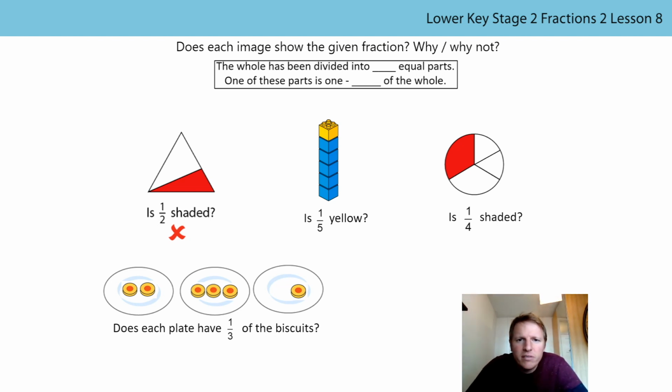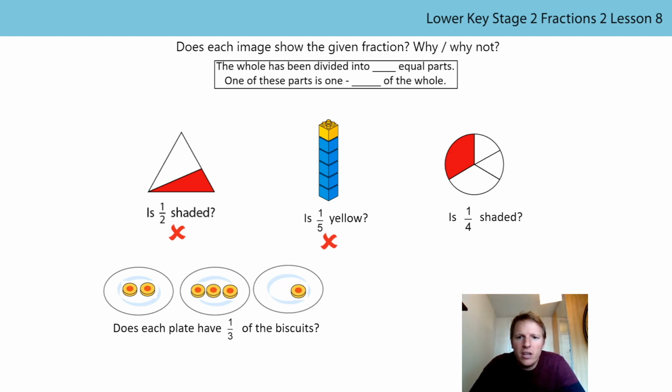The whole has been divided into, how many equal parts are there? Let's count those blocks. There's 1, 2, 3, 4, 5, 6. There's 6 blocks, isn't there? So there's not 5 equal parts, there's 6 equal parts. One of these parts is 1/6 of the whole, so that is not correct.